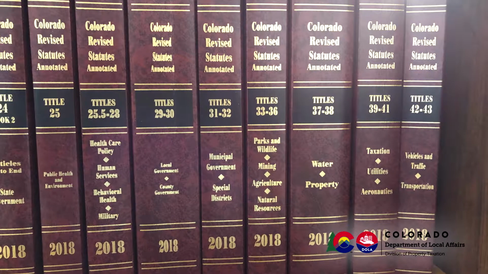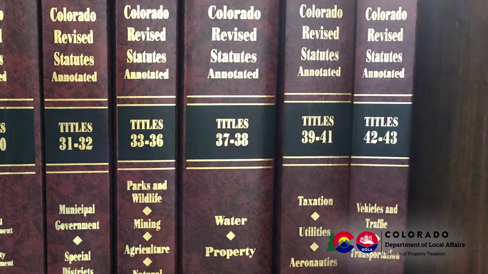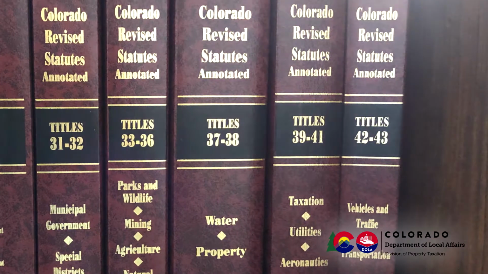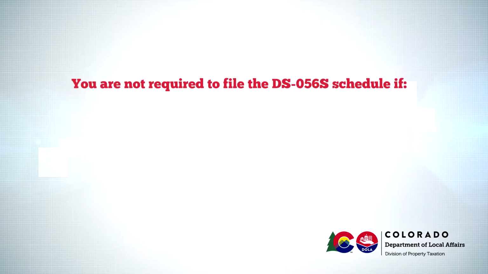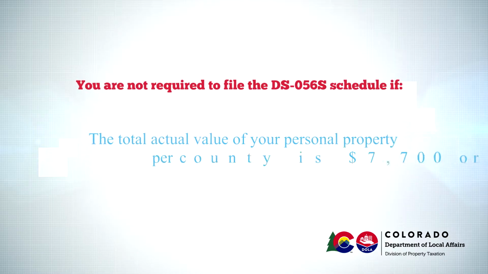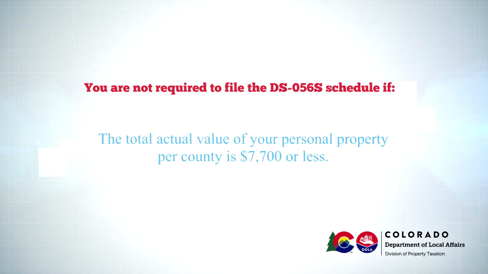In accordance with Section 39-3-119.5, Colorado Revised Statutes, as of January 1, 2019, you are not required to file this schedule if the total actual value of your personal property per county is $7,700 or less. This exemption amount is adjusted every other year, so check with the county assessor to determine the current exemption level.